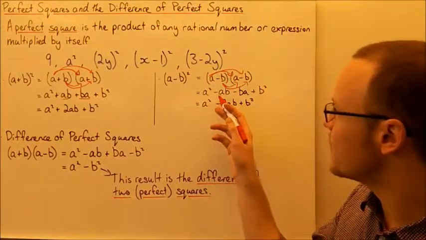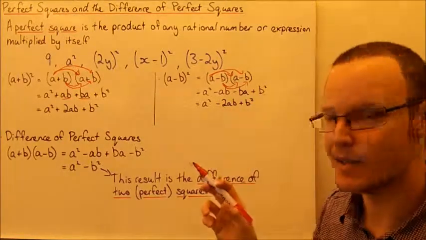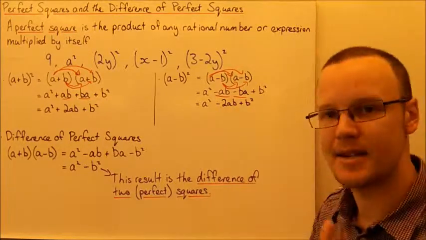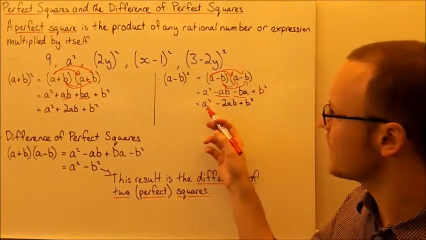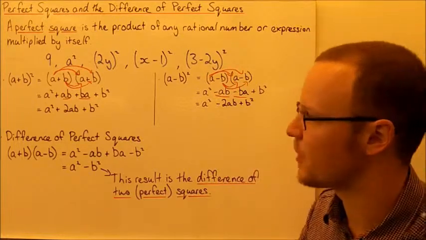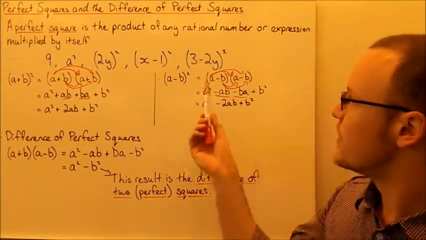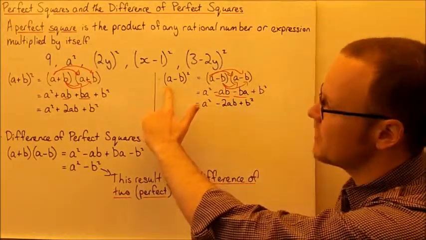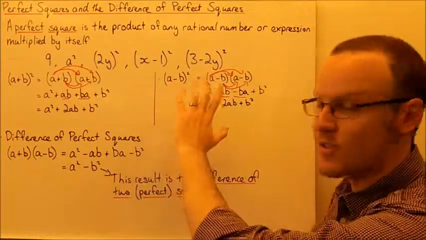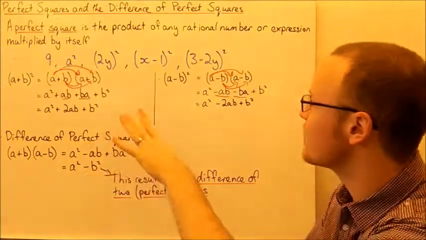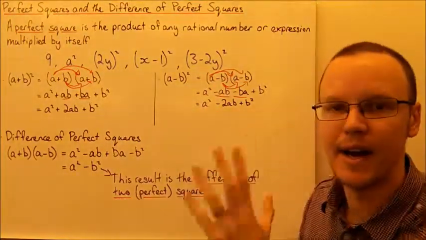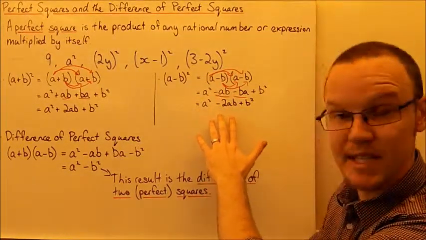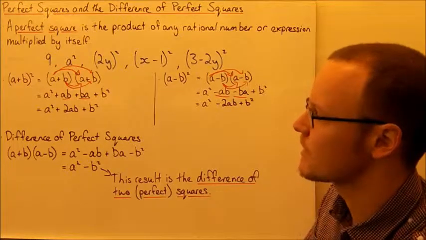So the general form here, because ab and ba are like terms, minus ab minus ba is the same as minus 2ab. So we get a squared minus 2ab plus b squared. So anything that we see that's of this format, where it's a perfect square with 2 terms, and the second one is subtracted away from the first one, we get this format when we expand it. That's what it's always going to look like.